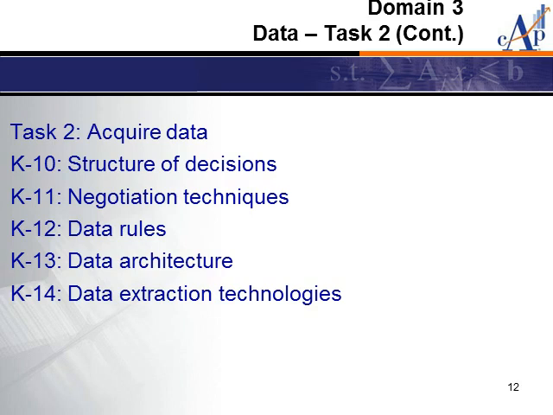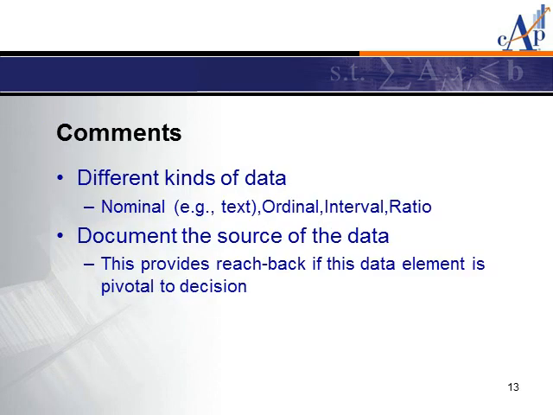Task 2, acquire data. And again, you see a set of different knowledge elements: negotiation techniques, data rules, architecture, data extraction technologies. A basic thing that's important to keep in mind is that there are different kinds of data: nominal, ordinal, integral, and ratio. You probably all know that, but it is basic knowledge that if you don't have, you should look it up.